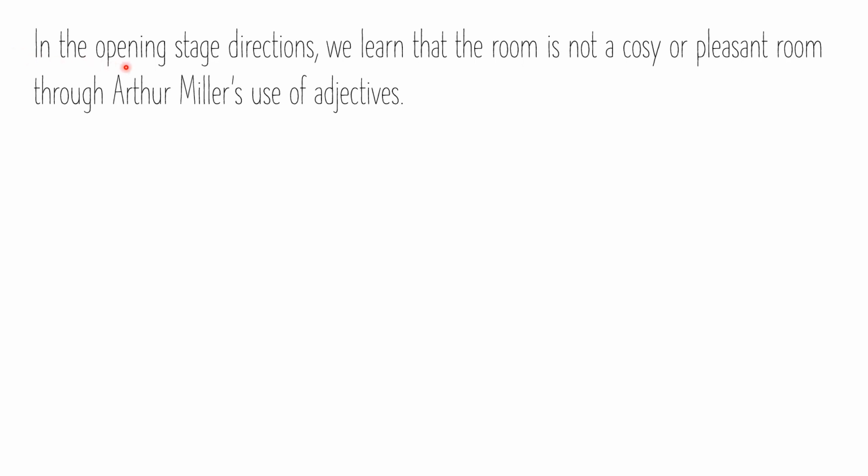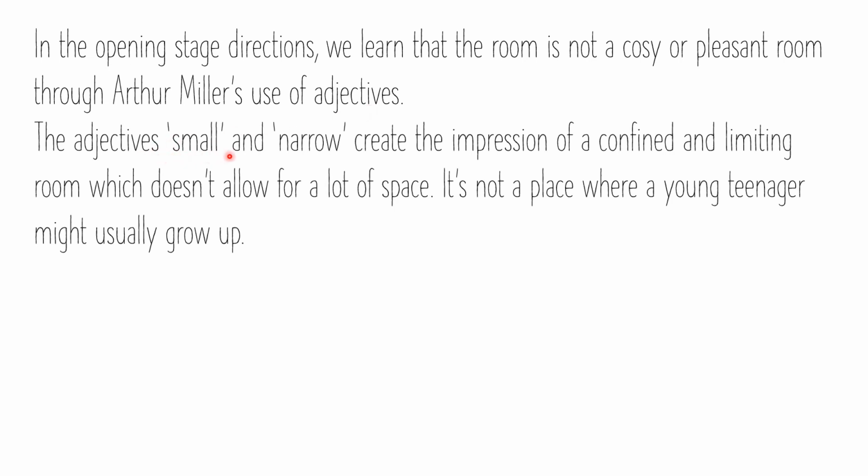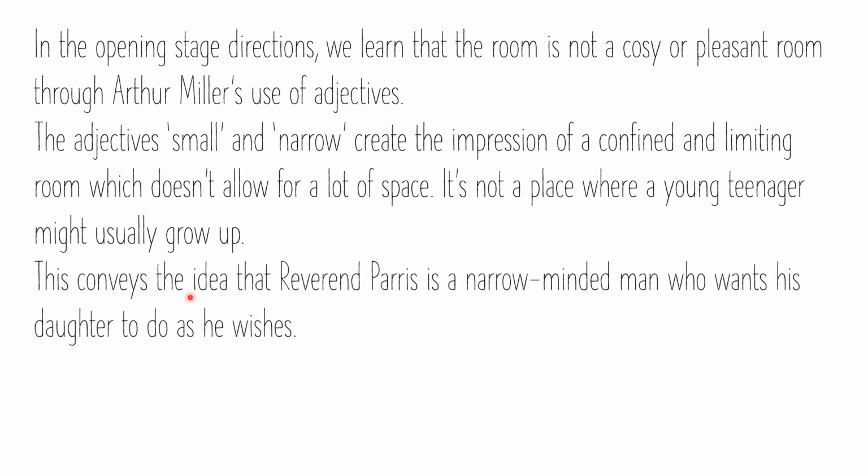So we've got in the opening stage directions, we learn that the room is not a cosy or pleasant room through Arthur Miller's use of adjectives. The adjectives, small and narrow, create the impression of a confined and limiting room which doesn't allow for a lot of space. It's not a place where a young teenager might usually grow up, or certainly want to grow up. This conveys the idea that Reverend Paris is a narrow-minded man who wants his daughter to do as he wishes.